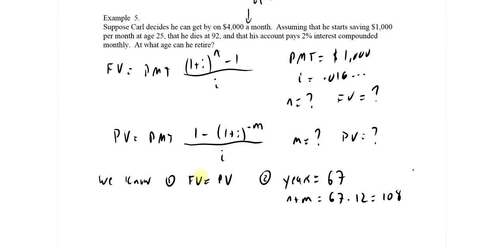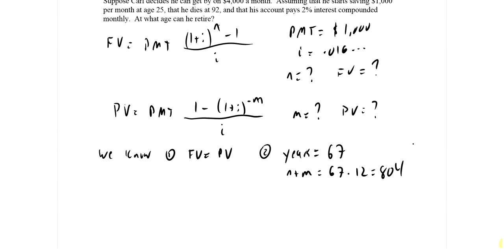So we don't know the future value, the present value, and we don't know the times, but we do know that, it's not 108, sorry, 67 times 12 is 804. There's 804 months between starting to save at 25 and dying at 92. Okay, so what can we do here?